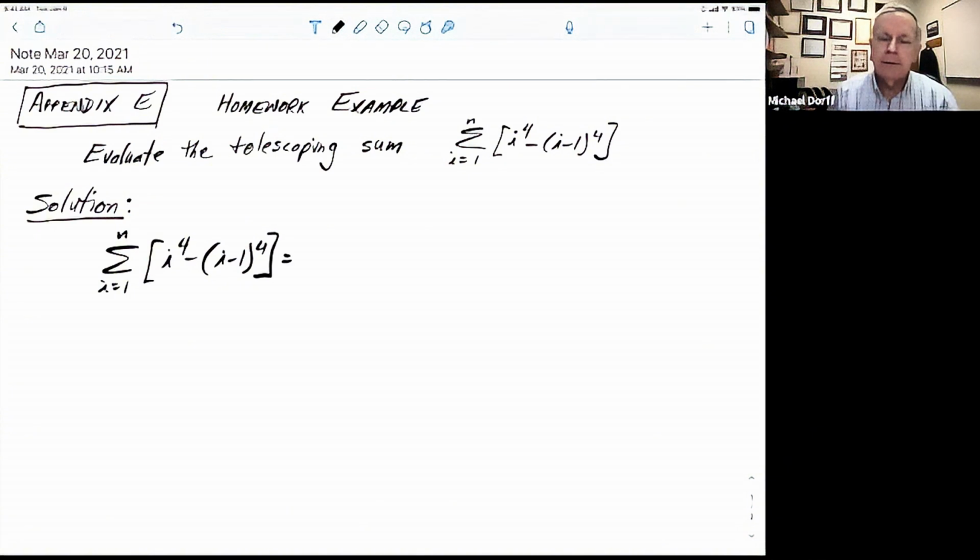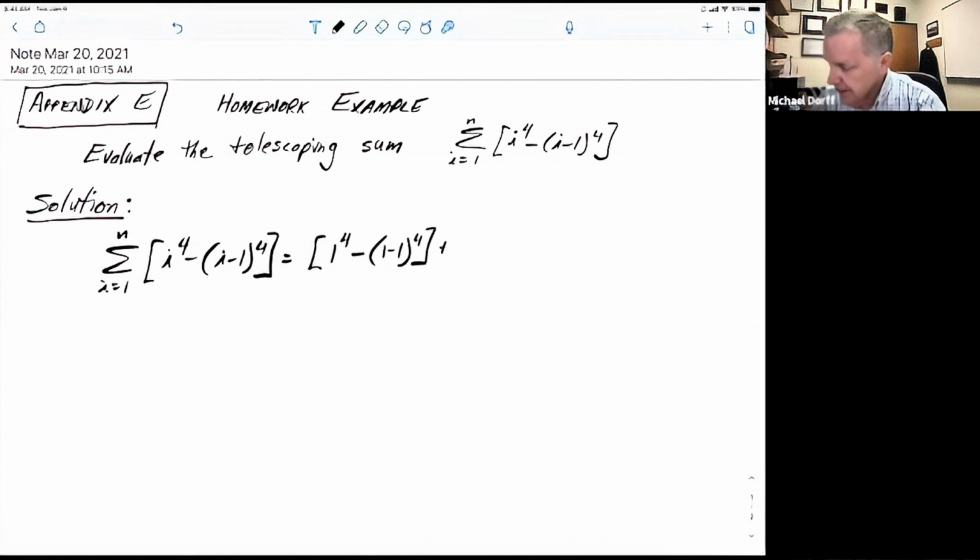When we're doing telescoping sums, we'll write down several different terms and try to find a pattern of things that cancel out. So the first term is i equals 1. That's going to give me 1 to the fourth minus (1 minus 1) to the fourth. Now I do the next term. I have i equals 2, so I have 2 to the fourth minus (2 minus 1) to the fourth.